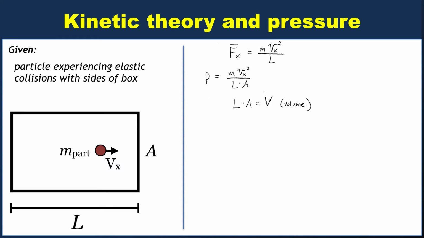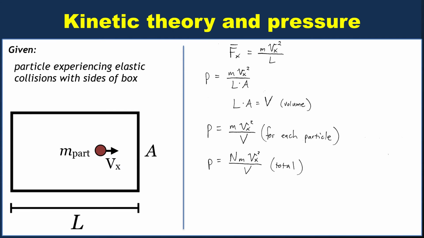That means for each particle that the pressure is mVx squared over big V, which is now the volume in the denominator. So remember, V with ears is velocity, V without ears is volume. Okay, so that's per particle. If we wanted the total pressure, then we can imagine that this is happening with a bunch of particles in a box all at once, and we would find that the pressure is just big N, the number of particles, times mVx squared over V.